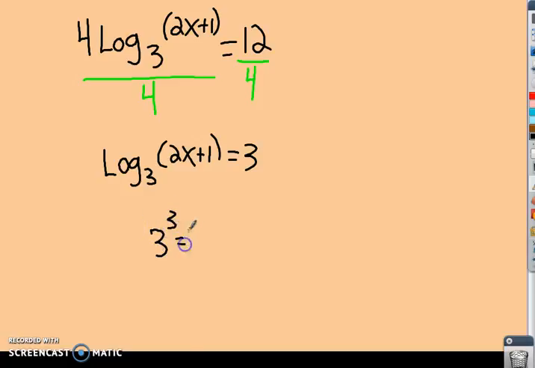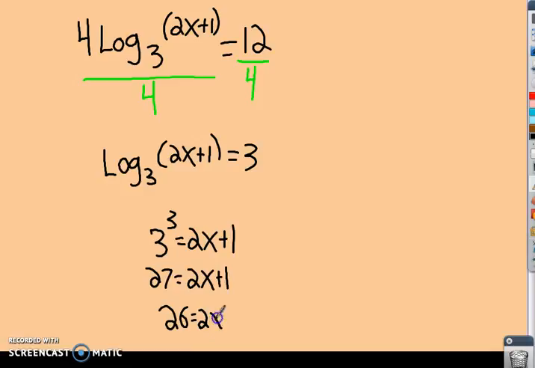3 to the third equals 2x plus 1. That's 27 equals 2x plus 1. I subtract 1, divide by 2, and I get x equal to 13. Put that back into my problem. It does not make the inside of my log negative, thus it is the correct answer. So then I move on, which is a good thing.